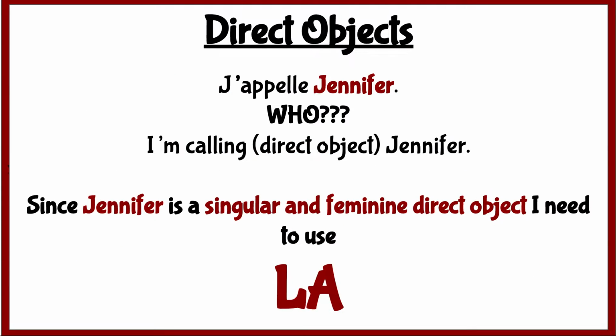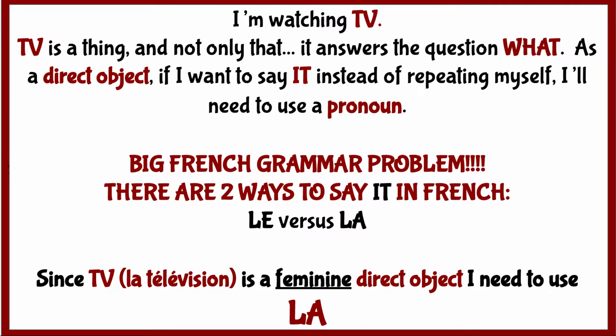So we've decided that when I say j'appelle Jennifer, I'm calling Jennifer, that is a direct object. So when you are dealing with direct objects, you're going to use la to replace Jennifer because Jennifer is singular and feminine. Have a look. J'appelle Jennifer. Who? Qui? Yes, it answers that question. Direct object. So I need to use the pronoun la. D'accord?